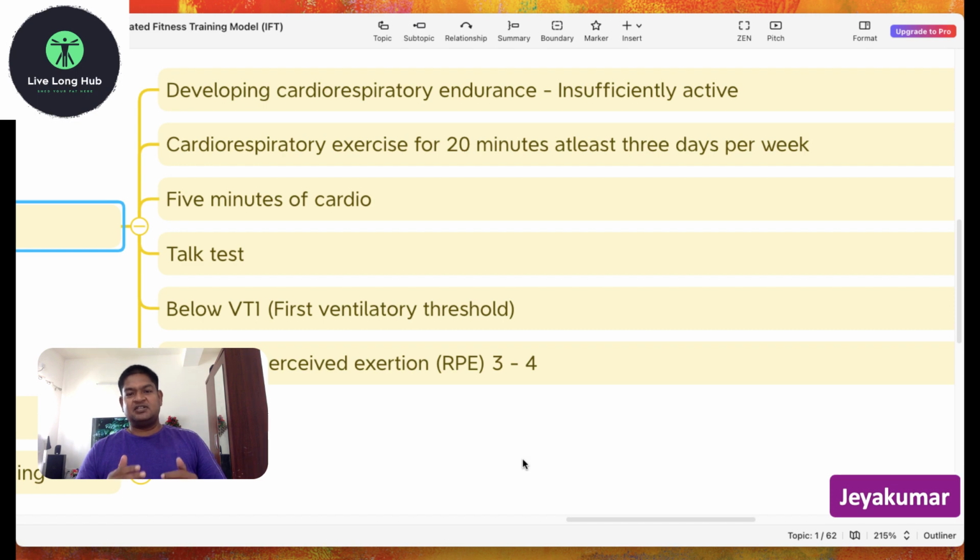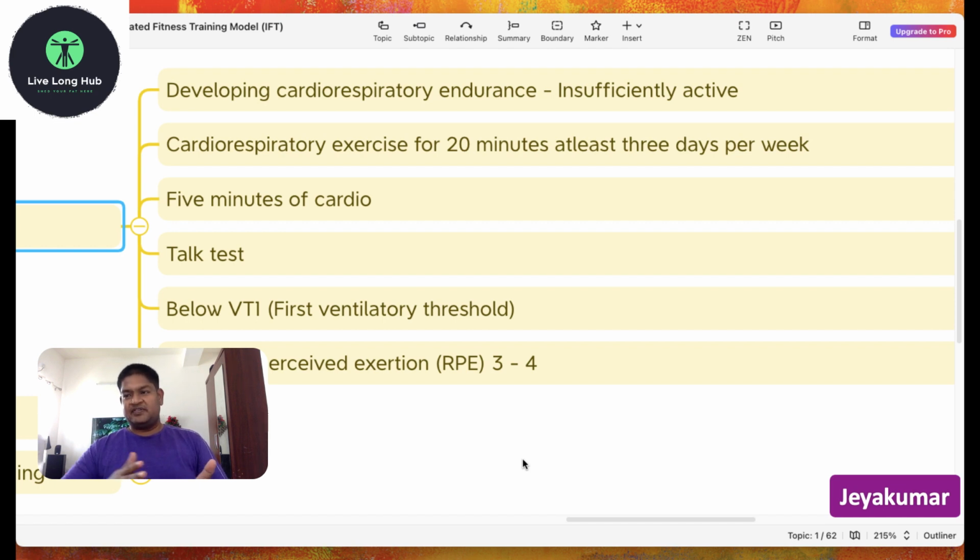So if someone is not meeting this requirement, then he is going to be at this base level. He needs to start with 5 minutes of cardio, and confidence has to be given to the individual, and then a talk test is done. While doing cardio, the individual should be in a position to talk. That means he is at this level.